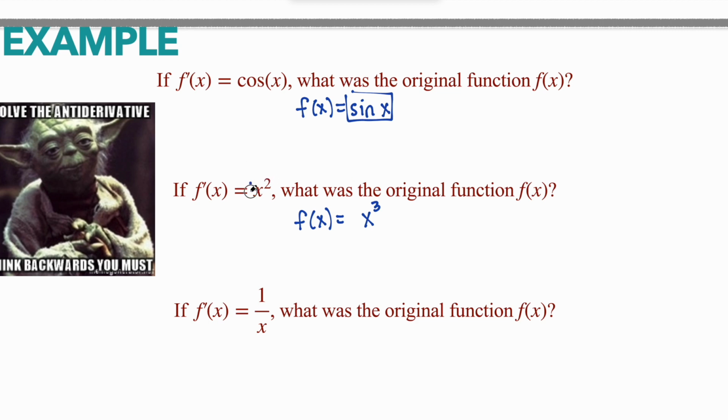But if it's a 1 times x squared, I have to figure out: if I take the derivative of x cubed, I would get 3x squared. But I can't have a 3, I need a 1. Which means my number in front must have been 1/3, so 1/3 x cubed. Because if I take the derivative of this, the 3 times a third cancel each other out, giving me a 1, and then I subtract 1 from the exponent, and that's how I get x squared.